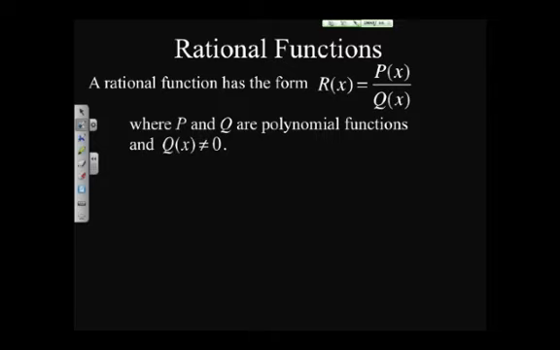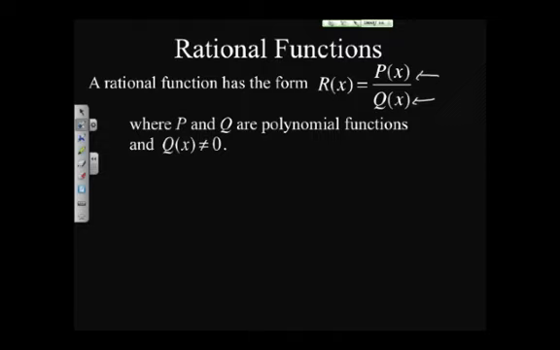Today we're finishing up, dealing with section 4.5, which is the end of chapter 4, and we're talking about rational functions. With a rational function, anytime you hear the word rational, you're talking about some sort of fraction. A rational function is a fraction of two polynomials. We're going to call the numerator p of x and the denominator q of x.